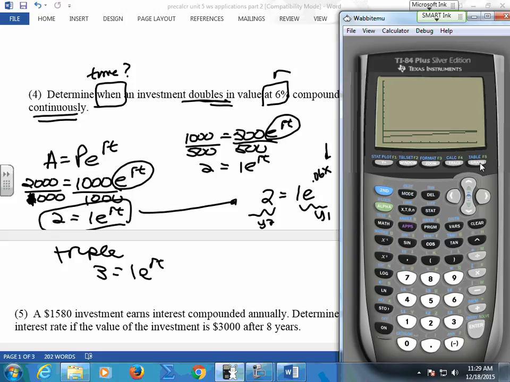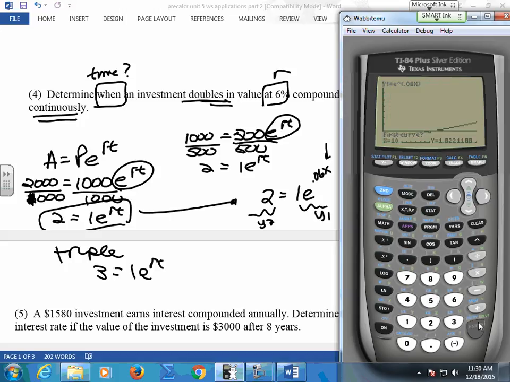What do I need to change in my window? X. X what? Min or max? Max. So rule of thumb, I like to double it. What happens when you double it also, you'll see more of a curve here. You kind of see more of a curve now and you're growing. And can I do an intersect on this now? Absolutely.